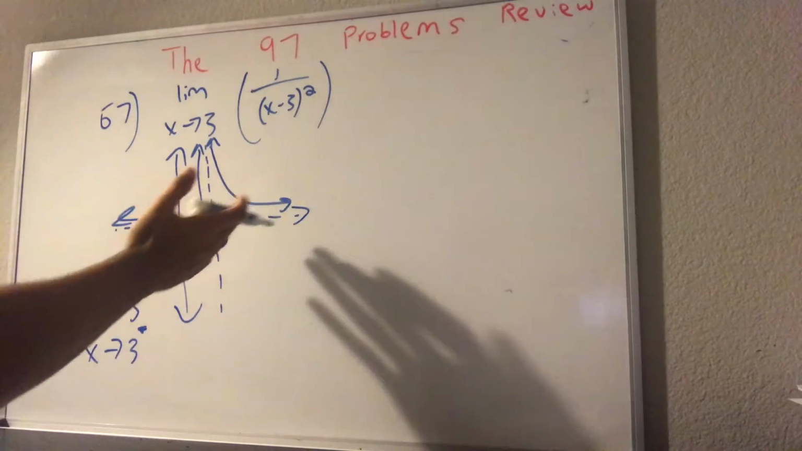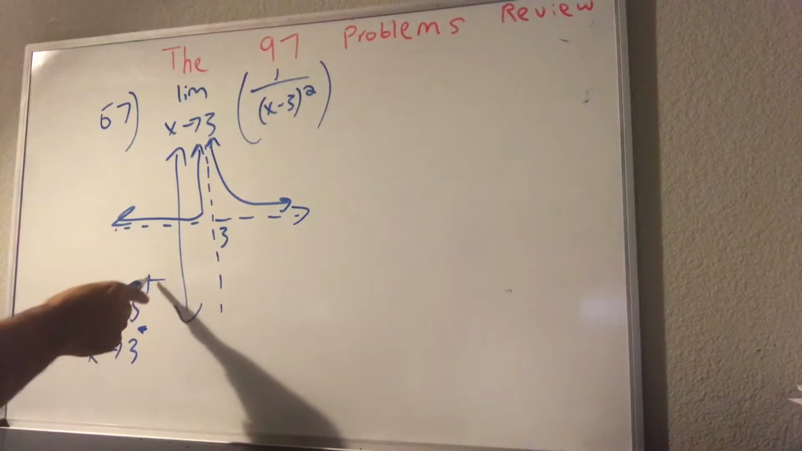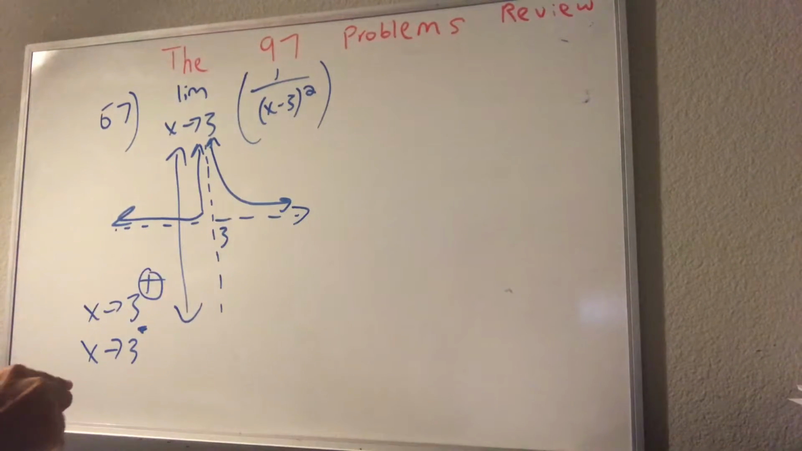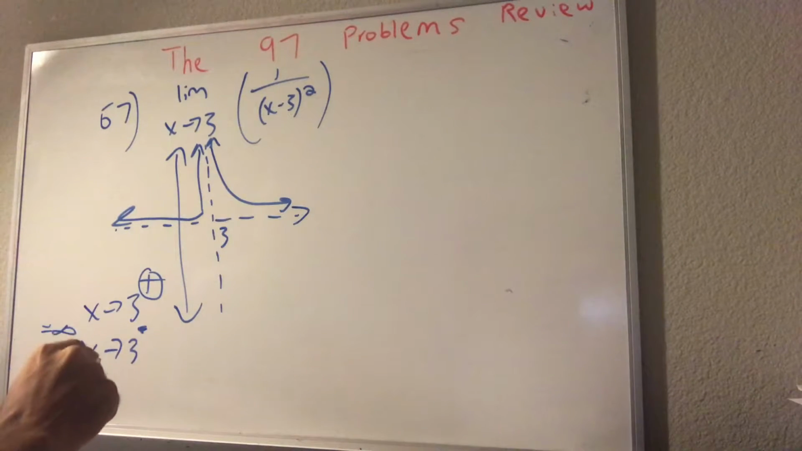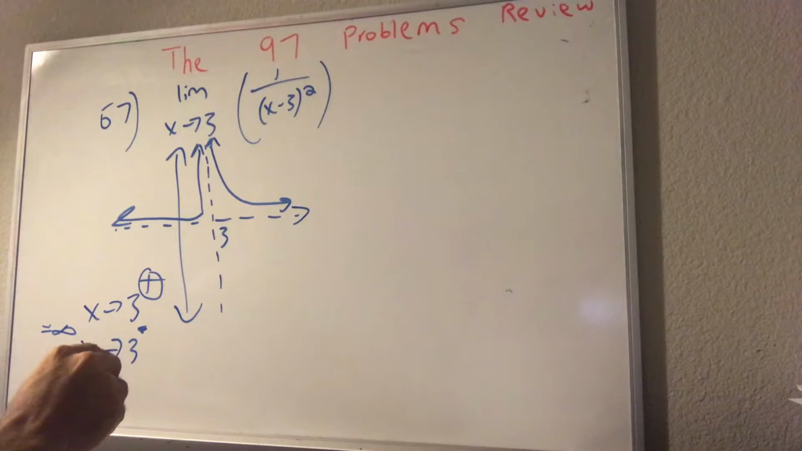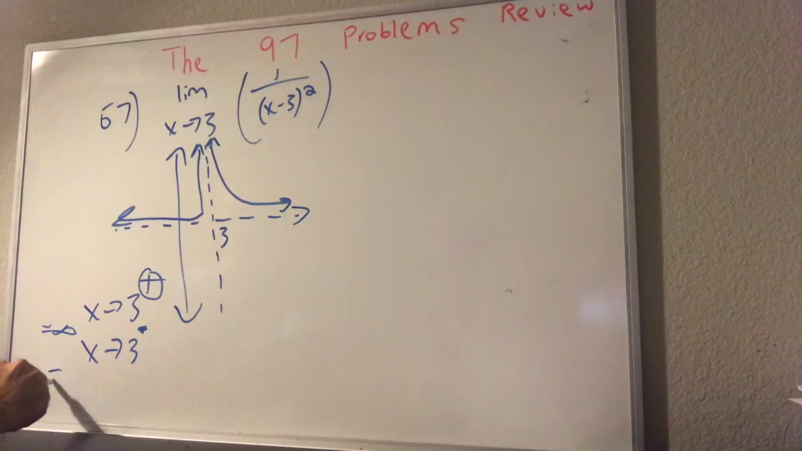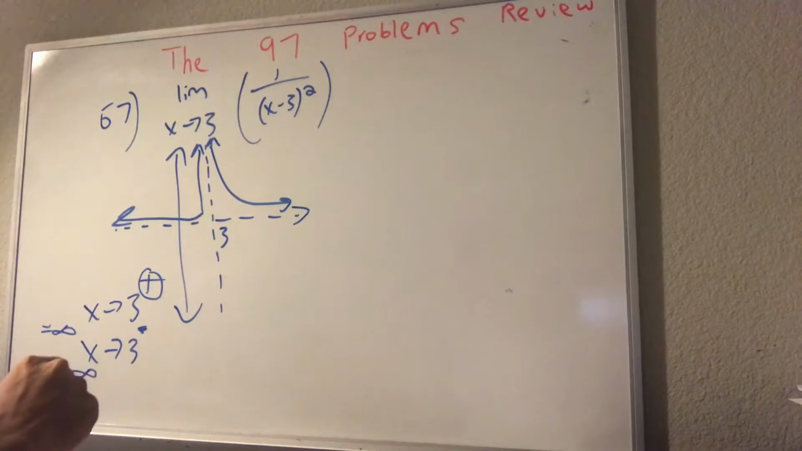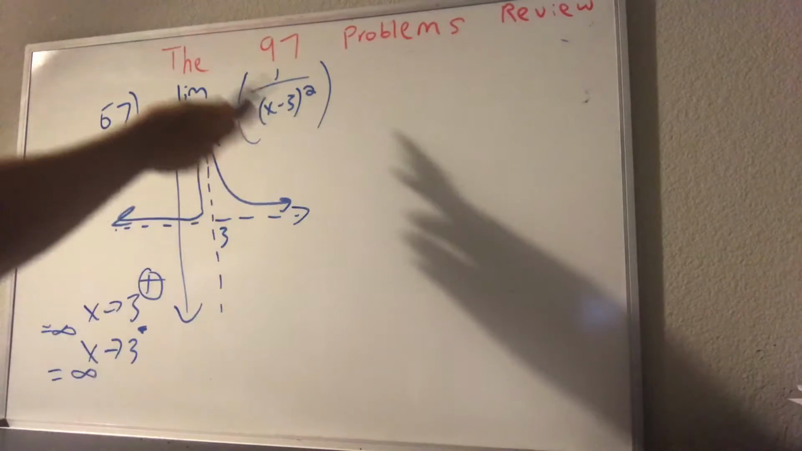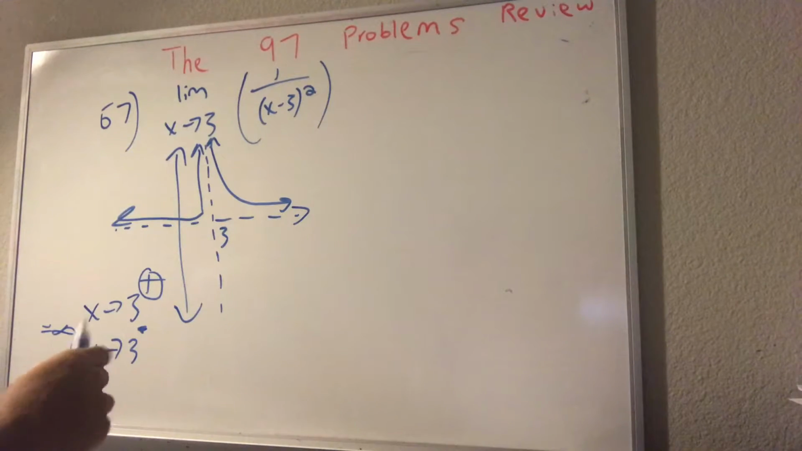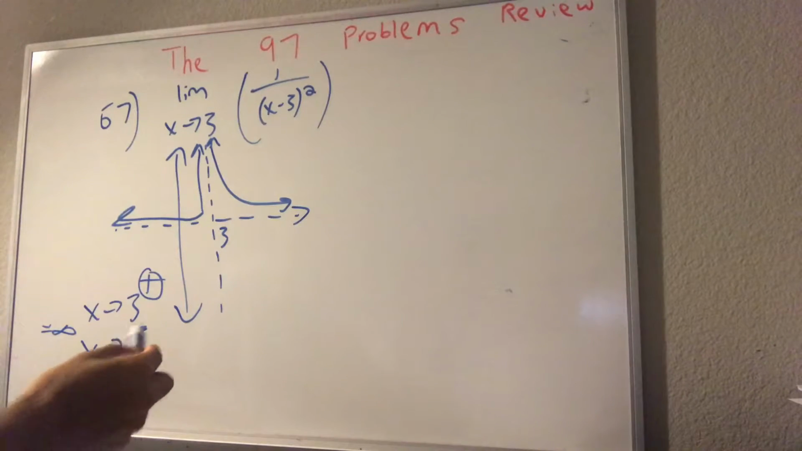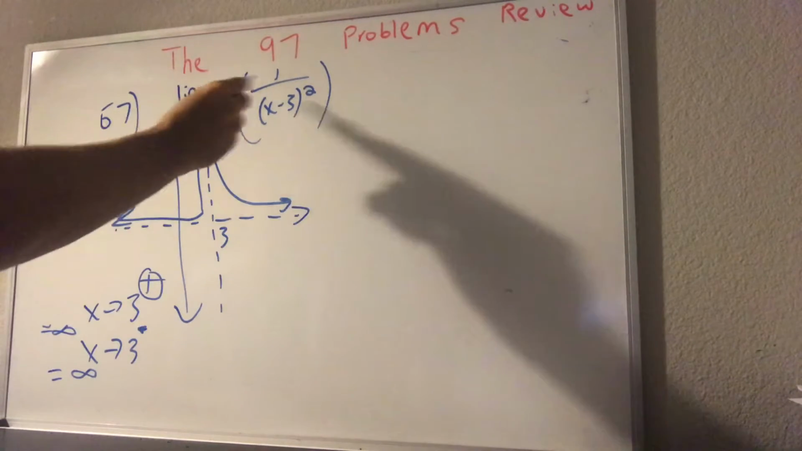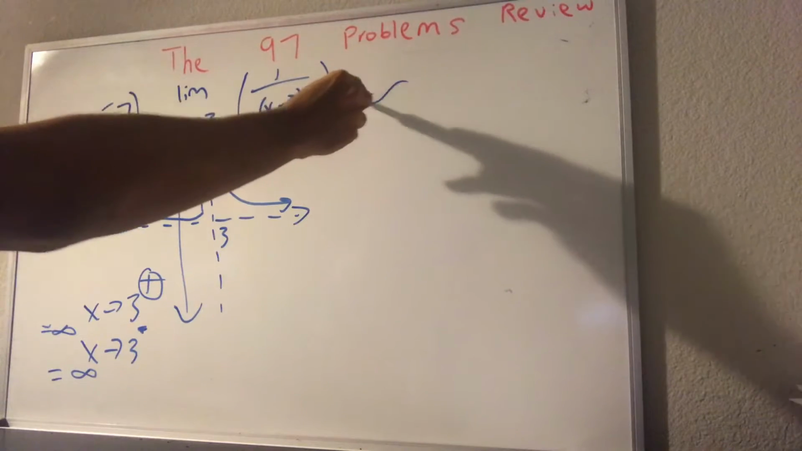Clearly, as x approaches 3 from the right-hand side, we see that it's approaching infinity. So this is equal to infinity. Now as x approaches 3 from the left-hand side, that is also approaching infinity. Therefore our one-sided limits are equal, and therefore our overall limit obviously exists, because the one-sided limits are equal. Therefore the answer to question number 67 here is that it is equal to infinity.